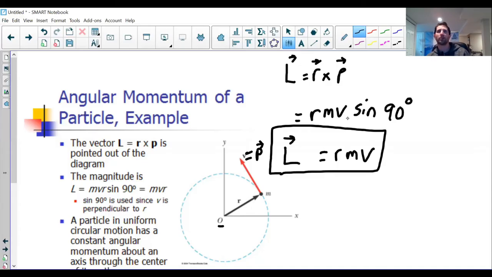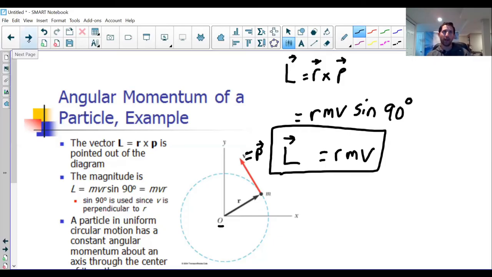So if I wanted to calculate the angular momentum of this particle, I would take its mass, multiply that by its velocity, whatever that is, and times the distance it is from the axis, the radius of the circle. Sine of that 90 degrees is 1, and we get this. So anytime something's moving in uniform circular motion, if we want to know the angular momentum of a single particle moving in a circle, we can get that from this.